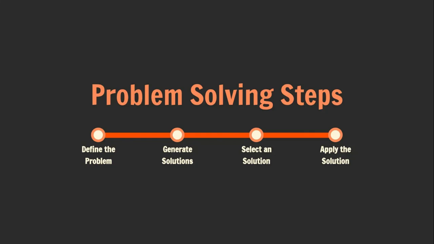Problem solving has four steps. First of all, define the problem. Second, generate a solution. Third, select a solution. Lastly, as a fourth, apply the solution. Define a problem, generate a solution, select a solution, apply the solution, implement.